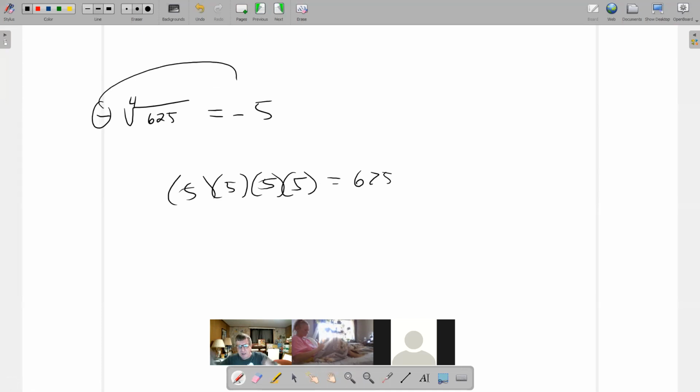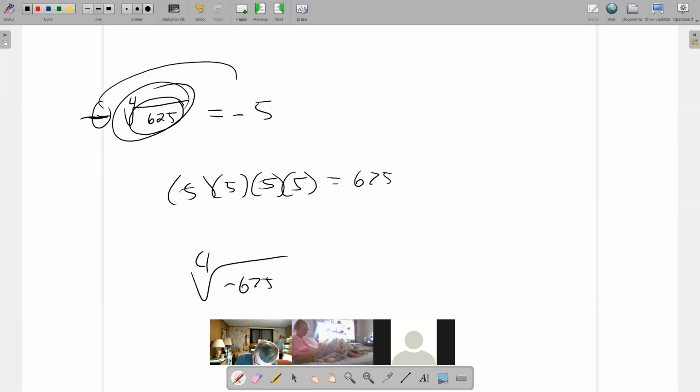And then somebody's going to say, wait, hold it. You said you couldn't take an even root of a negative number. I didn't. I took an even root of 625, but outside of that was that negative sign. Okay, it was not included inside. If I said take the fourth root of negative 625, that would be not real. Okay, but the negative sign was outside. So that's different. Okay, how about this?